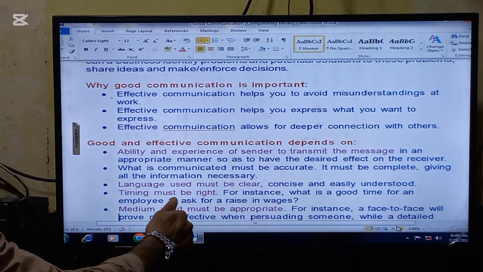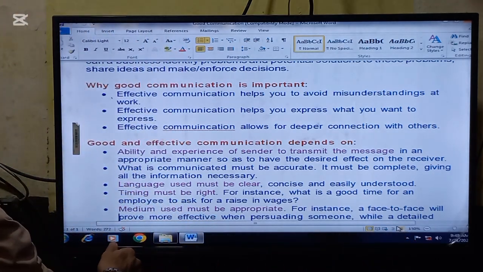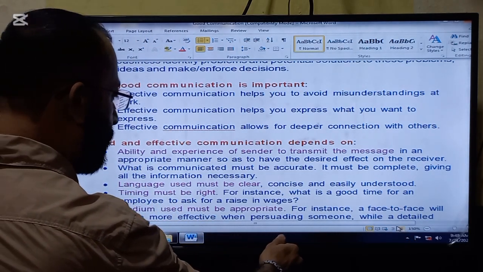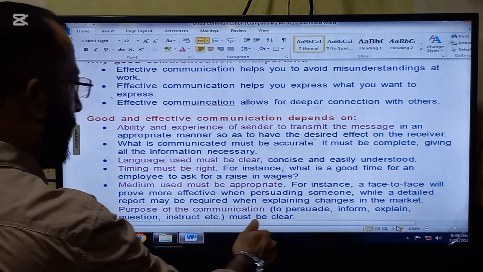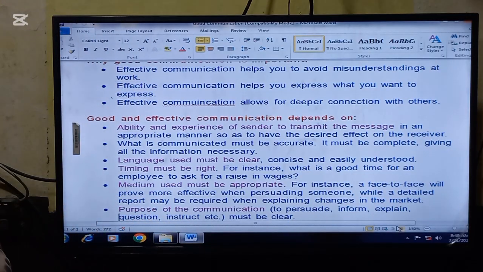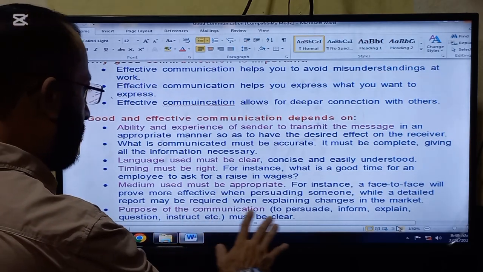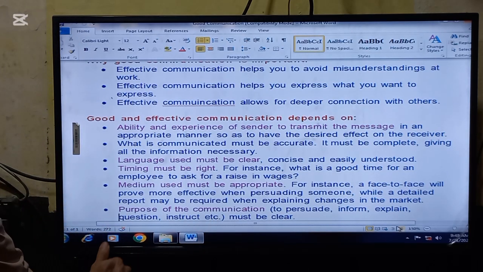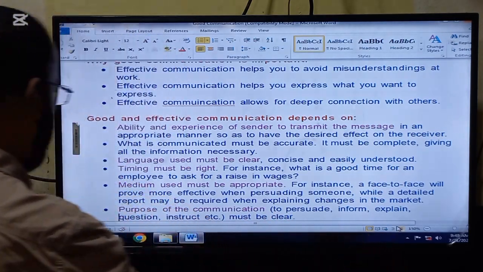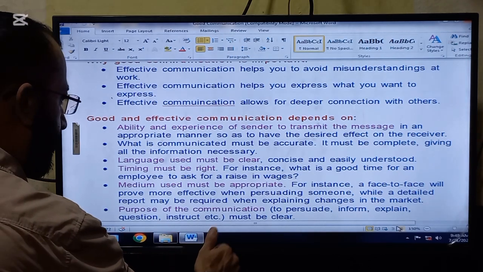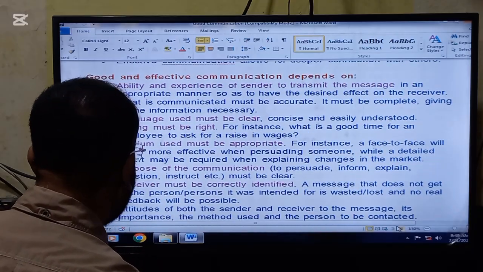The next thing is that the medium used must be appropriate. For instance, face-to-face will prove more effective when persuading someone, while a detailed report may be required when explaining changes in the market. Different forms of medium are used in different situations. The next thing is the purpose of the communication: to persuade, inform, explain, question, instruct, etc. must be clear.